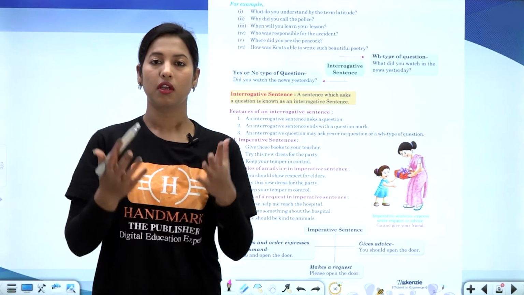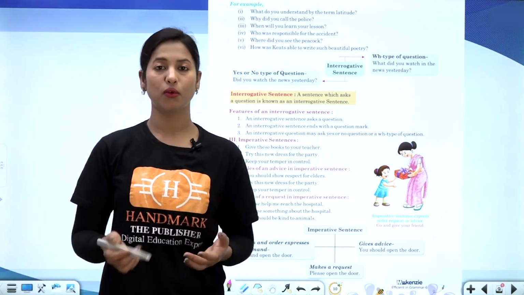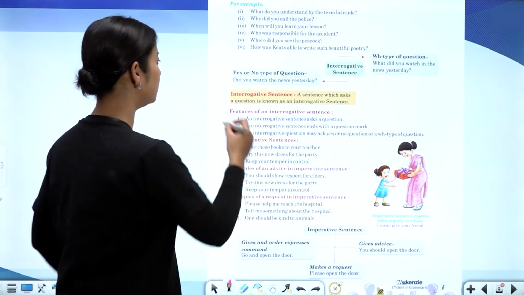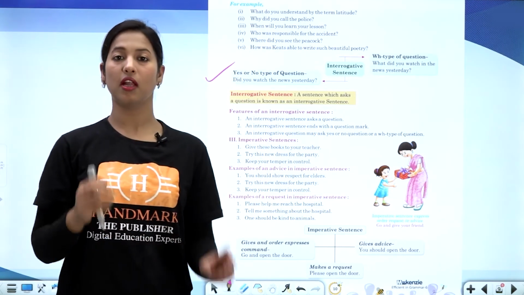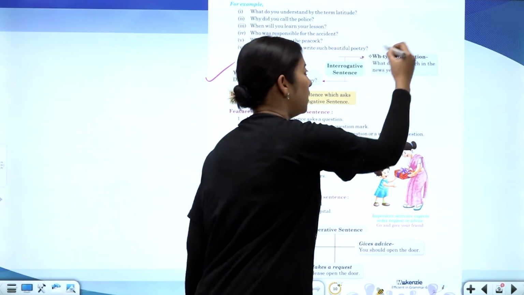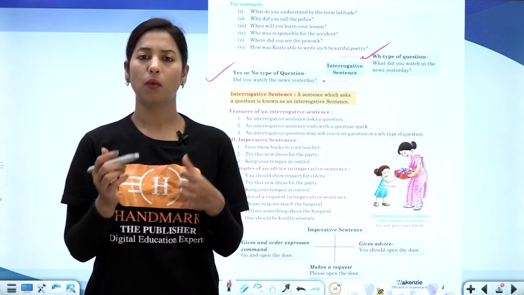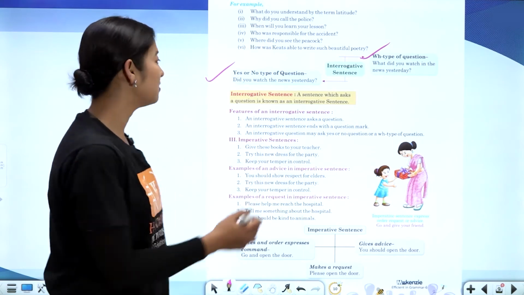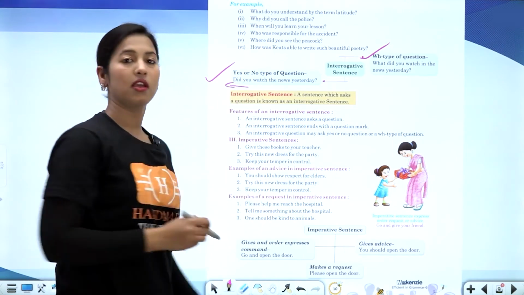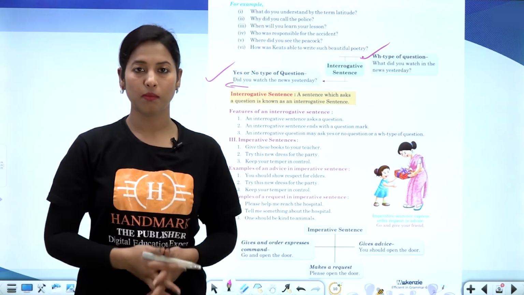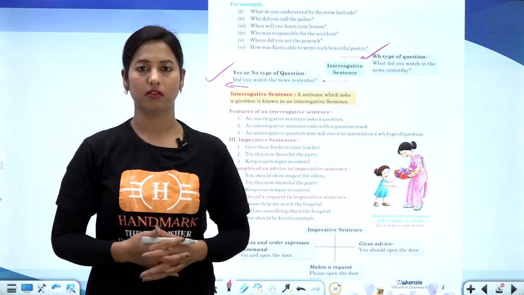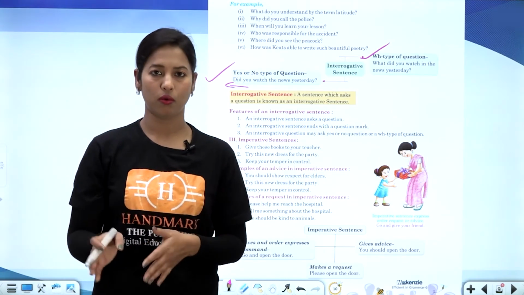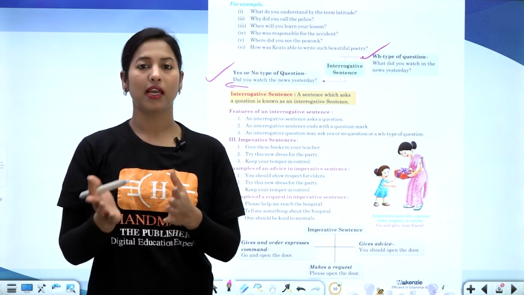So students, interrogative sentences are also further classified into 2 categories. First one is yes or no type of question and second one is WH type of questions. Now what are yes or no type of questions? As the name suggests, these questions can be answered with simple positive or negative words. For example, they can be answered with simple yes or no, right or wrong, etc.